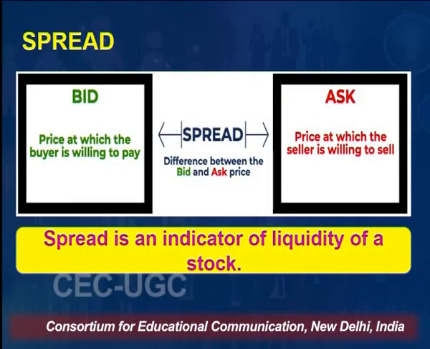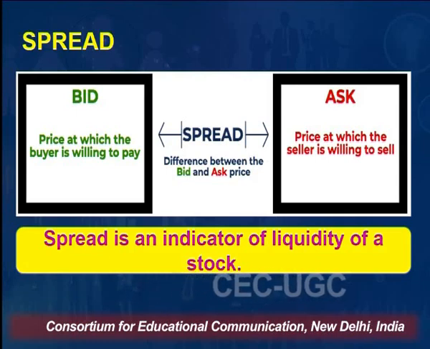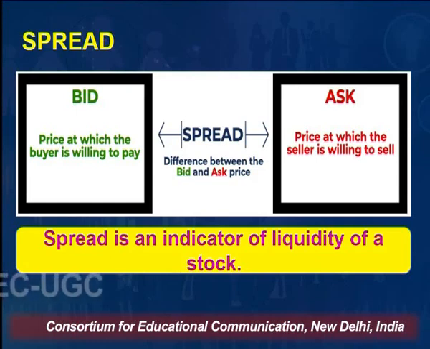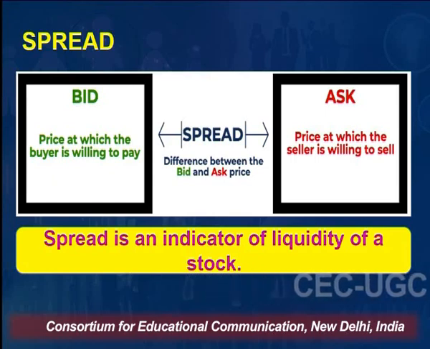So this difference between the ask price and the bid price is called spread, and spread represents the liquidity in the market. Bid is the price at which the buyer is willing to pay, the ask is the price at which the seller is willing to sell, and this difference is called the spread. So spread is an indicator of the liquidity of the stock. As I just said, if the spread is less, it shows there is a higher degree of liquidity of that particular stock. So you will find that those companies which are trading in large volume in the stock exchange have a lower spread.